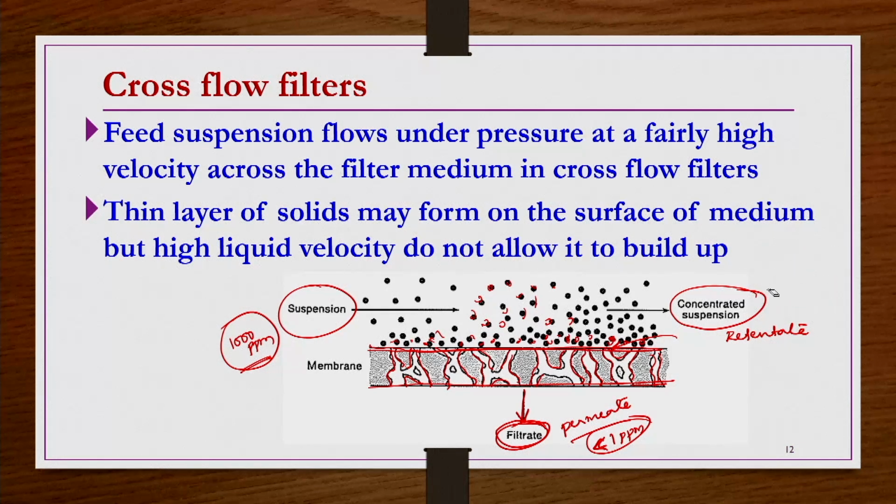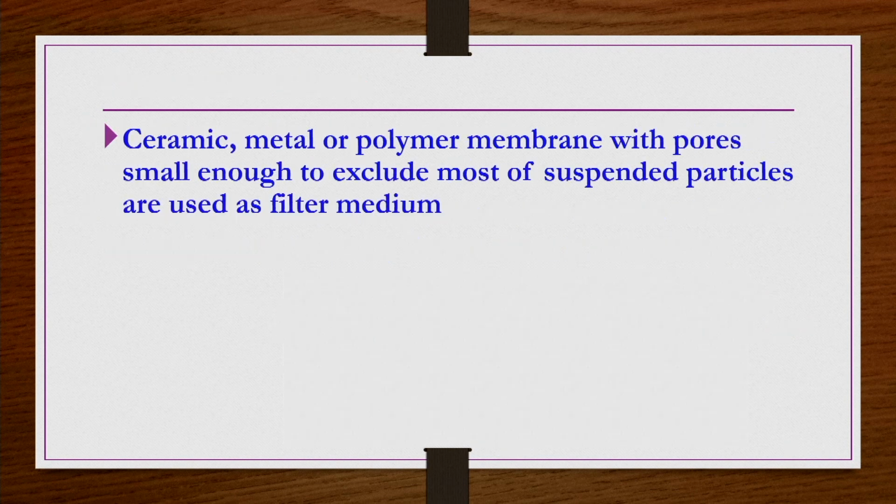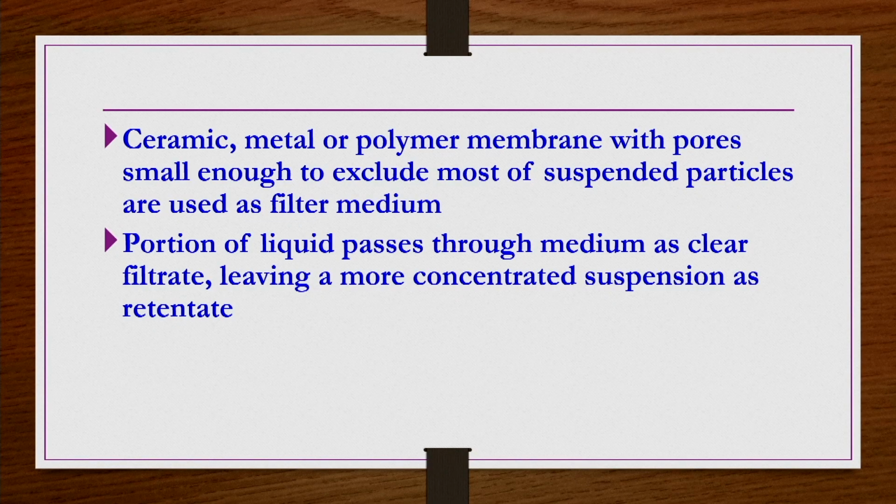So, these numbers are just to explain, not necessarily representing the true picture of the membrane separation process in general. So, what kind of membranes are in general used for this cross flow filtration? In general, ceramic, metal or polymeric membranes are used, with pores small enough to exclude most of the suspended particles, right. Such membranes are used as a filter medium in cross flow filters, and a portion of the liquid passes through the medium as a clear or almost clear filtrate, leaving a more concentrated suspension as a retentate.